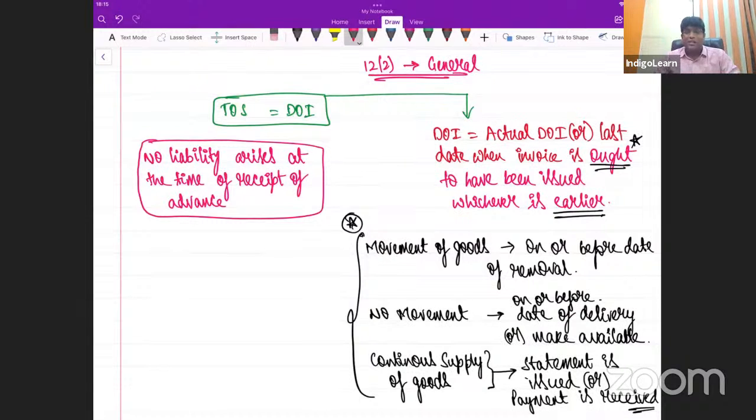The logic is simple because in case of goods, they clearly told that the time of supply is date of invoice. What is date of invoice? Actual date of invoice or last day when invoice is supposed to be given, whichever is earlier. And when the invoice is supposed to be given depends upon movement, no movement, or continuous supply. Based on that, you will decide when the invoice is supposed to be given. So when the invoice is actually given or when it is supposed to be given, whichever of these two dates is earlier, that becomes the time of supply. In general, this is given by section 12, subsection 2.